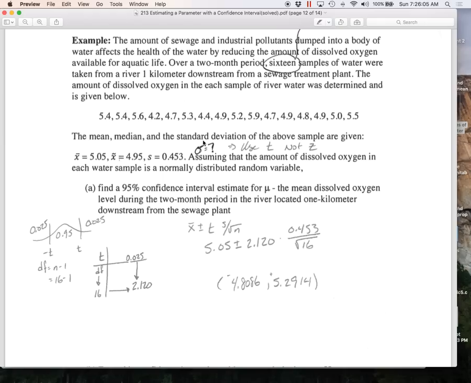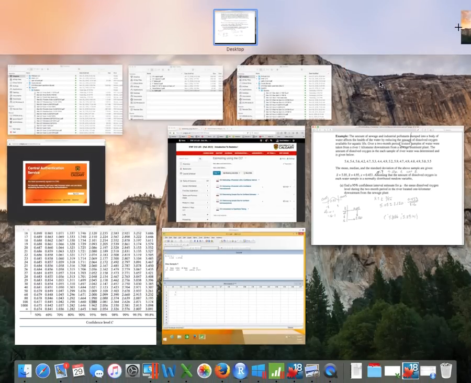The question is, do I use a Z or a T? When you're reading along, notice that we don't have any information about the population standard deviation. All we can do is find out what the sample standard deviation is. So here we've got that given to us.